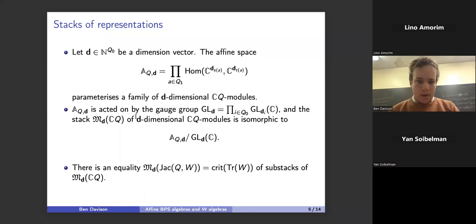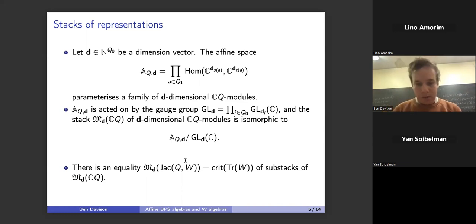On the other hand, this element W is an element of the free path algebra, at least up to taking commutators. And if I have any element of an algebra, this gives me a function on the stack of modules for that algebra, defined as follows. If I have any representation, I can evaluate my element of the algebra on that representation to get an endomorphism of the underlying vector space, take the trace of that endomorphism, and that gives me a function.